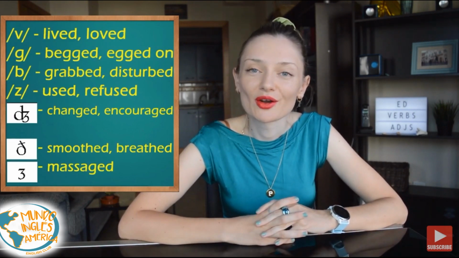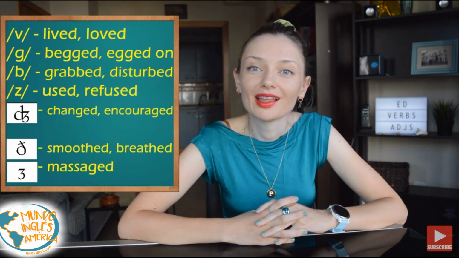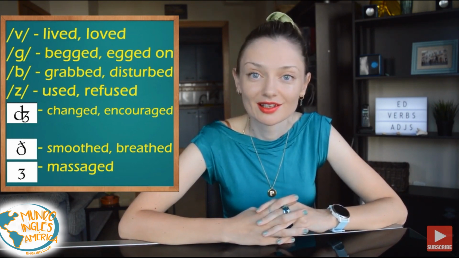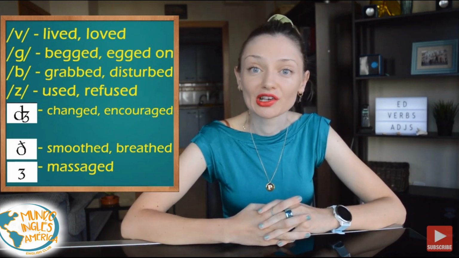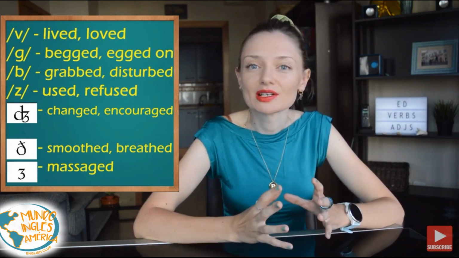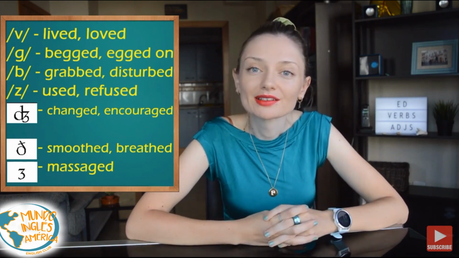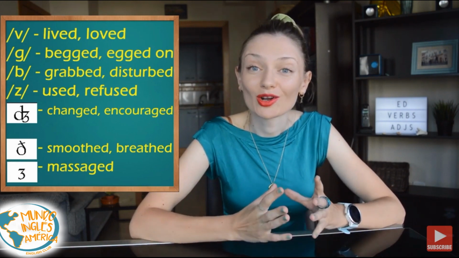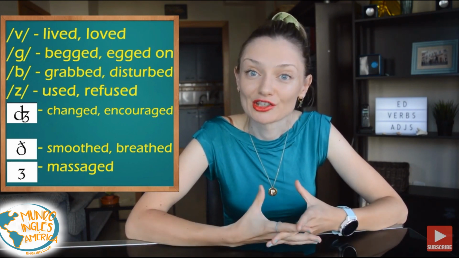And now let's look at the voiced sounds. So the sound v, it would be lived or loved. So the same, we don't pronounce the letter E, and the final sound is d. The sound g, for example, begged or egged on. The meaning of to egg on is to encourage.